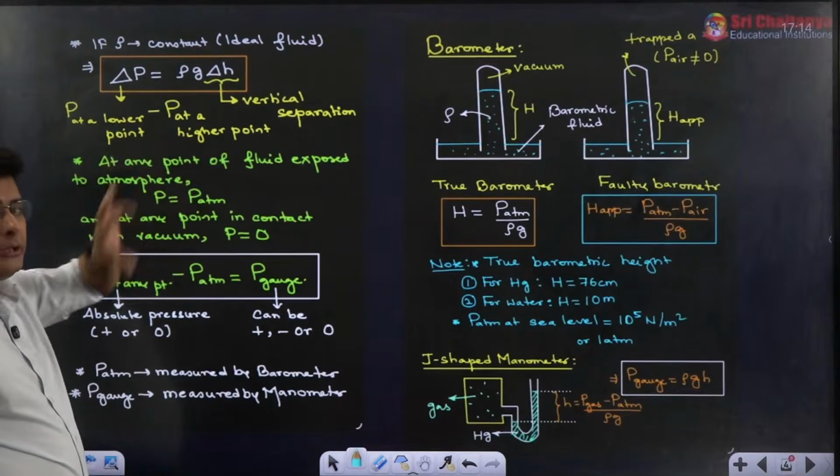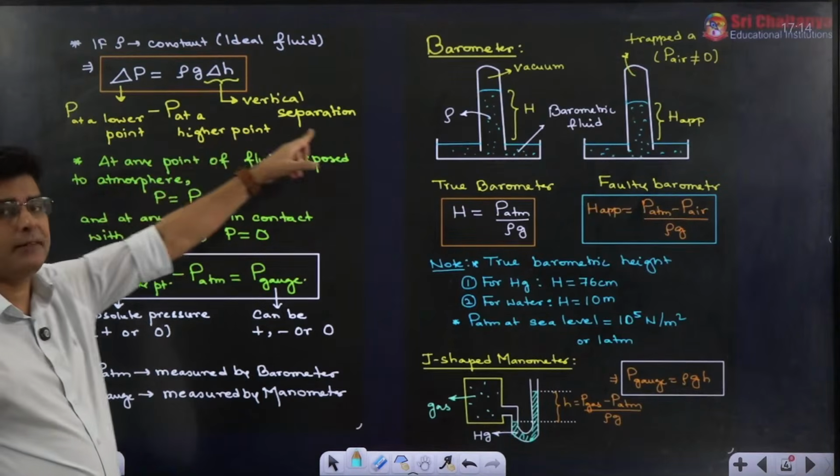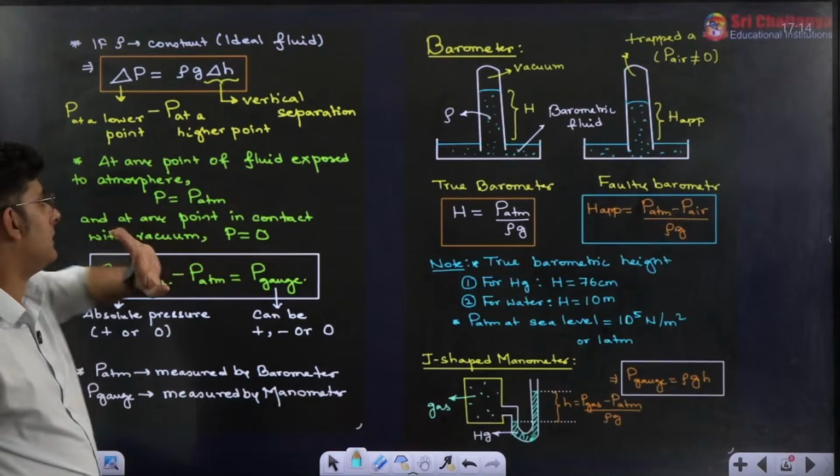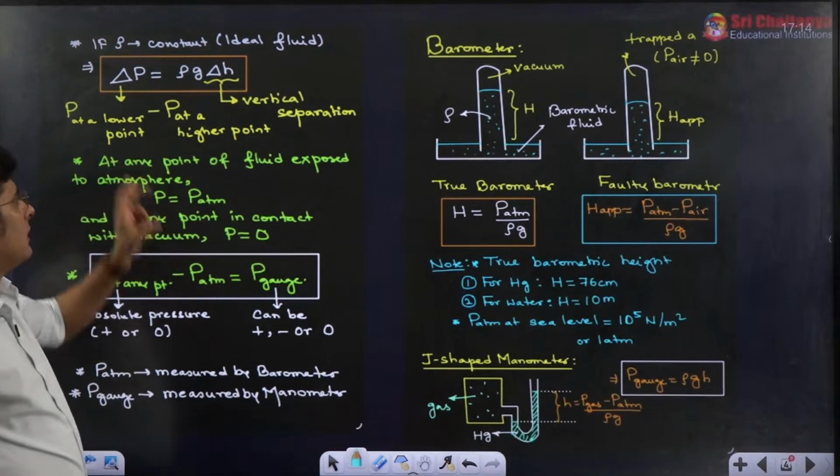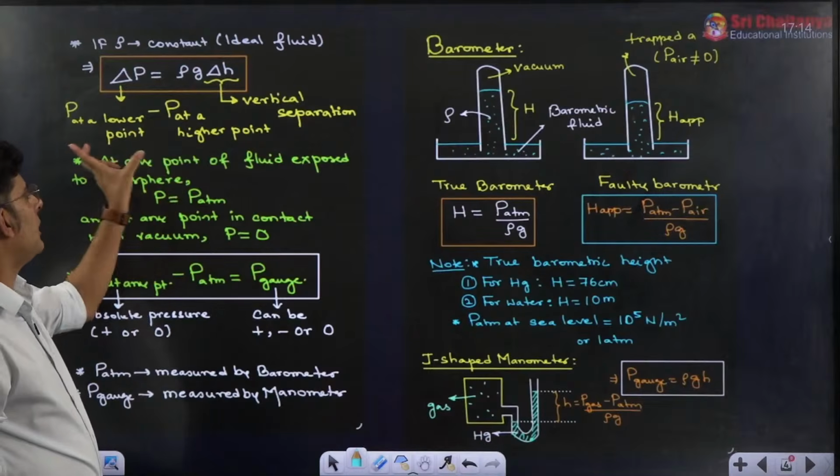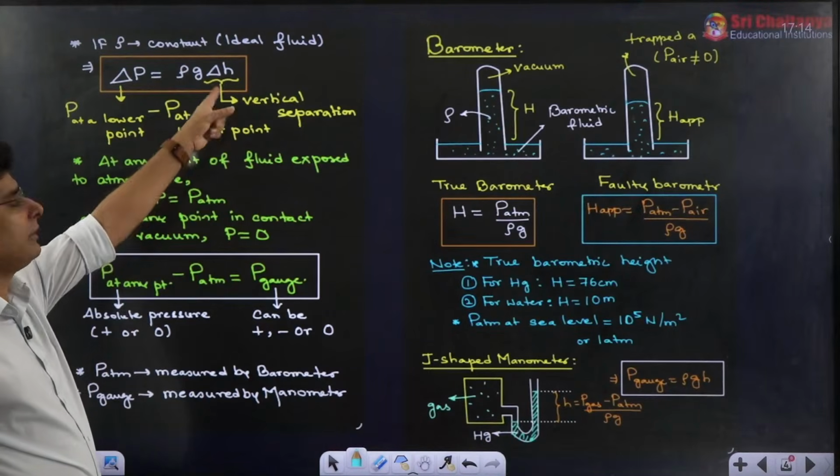Meaning if you take any 2 points, you just have to see what is the vertical separation. I am denoting it as delta H. So whichever point is lower, when you are comparing 2 points, lower point pressure minus higher point pressure will be equal to rho g H.